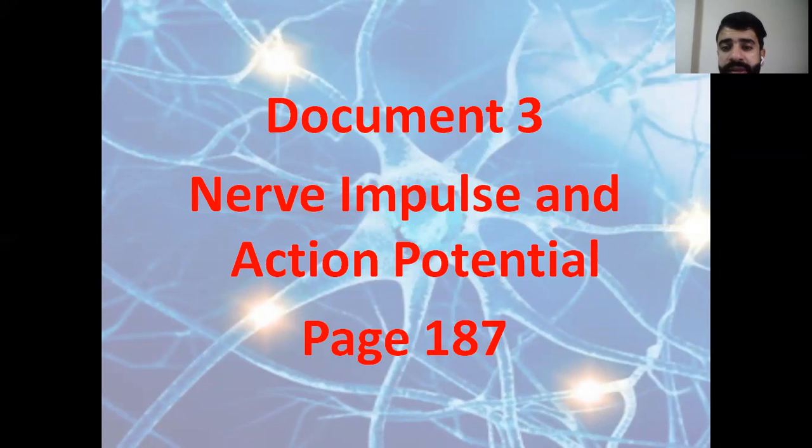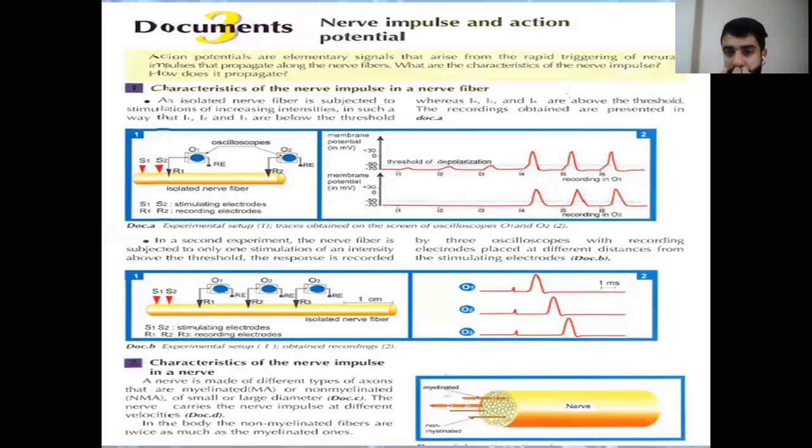Now, let's move to document 3. Document 3 illustrates the nerve impulse and the action potential. So here we are talking about effective stimulation, ineffective stimulation, threshold of excitation, and their differences. As we saw before, the nerve fiber obeys the law of all or none. Either we have an action potential or we don't have one at all. This action potential is due to an effective stimulation. Intensity is I1, I2, I3, I4, whatever. So I1 and I2 and I3, they didn't cause an action potential since the stimulation is ineffective.